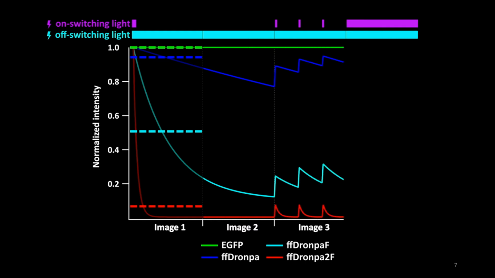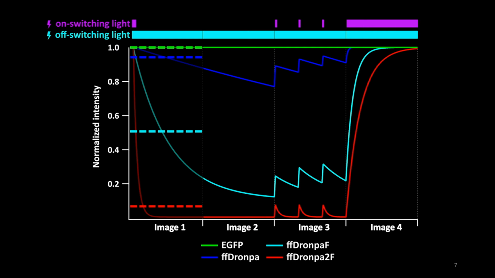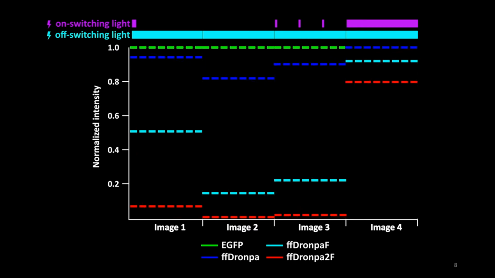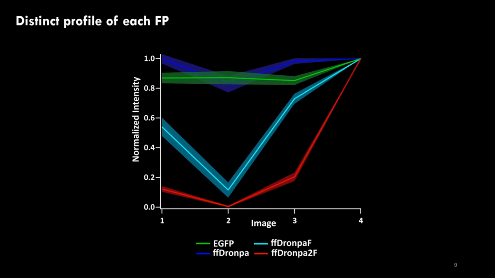In image number 3, I will have 3 short pulses to reactivate the fluorescent proteins a bit. And in the last image, I will turn them on completely. And for every image, I will get levels of integrated fluorescence, which in the end will lead to distinct profiles for every fluorescent protein. And if you look at this graph, it's beautiful because you can see how different they are.